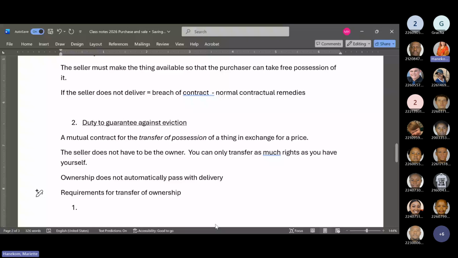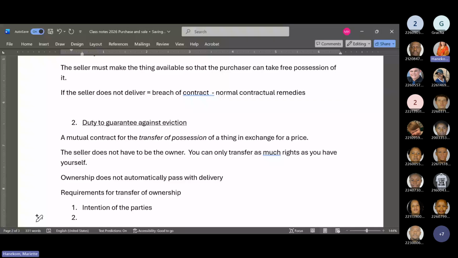Firstly, in order to transfer ownership, it must be the intention of the parties. Now you might ask, but isn't it always the intention of the parties? In most instances, it will be, but it isn't always. If you buy a car, for example, and you finance it through the bank, that car actually belongs to the bank. Although you have possession of the car, it belongs to the bank, and you only become the owner once you have paid the last installment. So ownership will only pass if it is the intention of the parties.